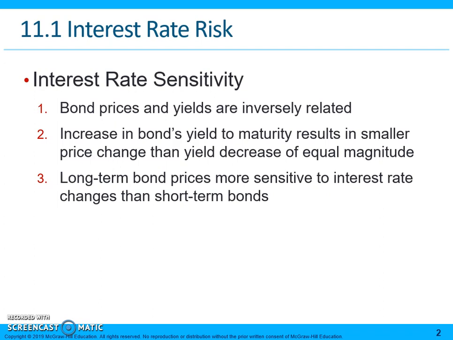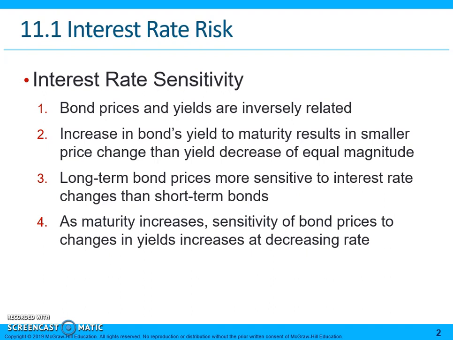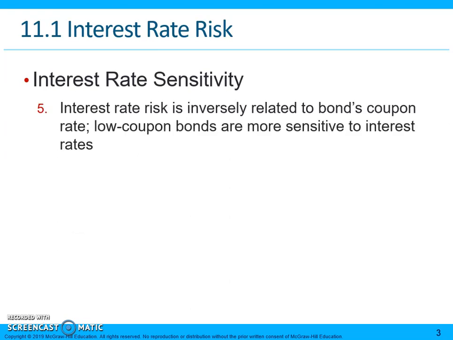Long-term bonds are more sensitive to interest rate changes than short-term bonds. Makes sense. The cash flows are outstanding for a longer period of time, a longer time period to discount those cash flows. As maturity increases, the sensitivity of bond prices to yields increases at a decreasing rate. We'll see in the chart coming up how this works. Interest rate risk is inversely related to a bond's coupon rate, meaning low coupons are more sensitive to interest rates. The most interest rate sensitive bonds are zero coupon bonds, which we'll talk about in a minute.